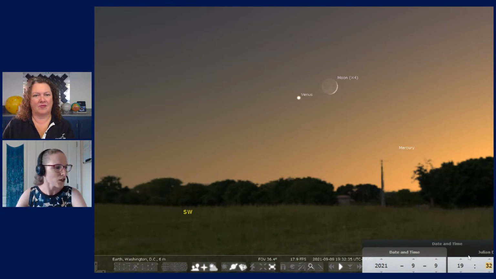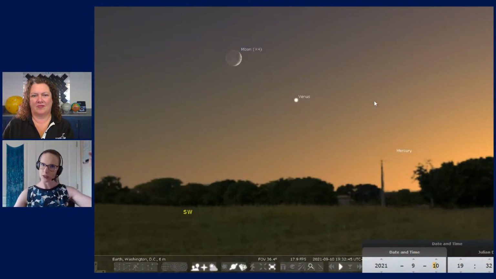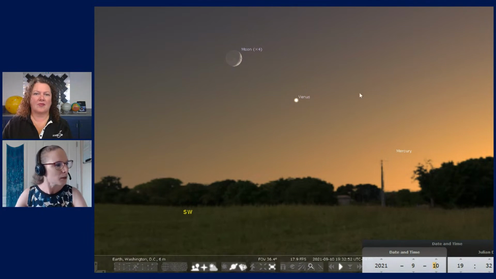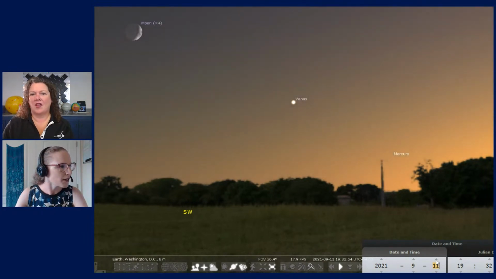And so I was skipping ahead by hours a second ago. I'm going to skip ahead by a day now. So the next day, all right, the moon has moved, because the moon moves through the sky as it is revolving or orbiting around the Earth. It'll change where it appears in our sky. And if I jump ahead another day.